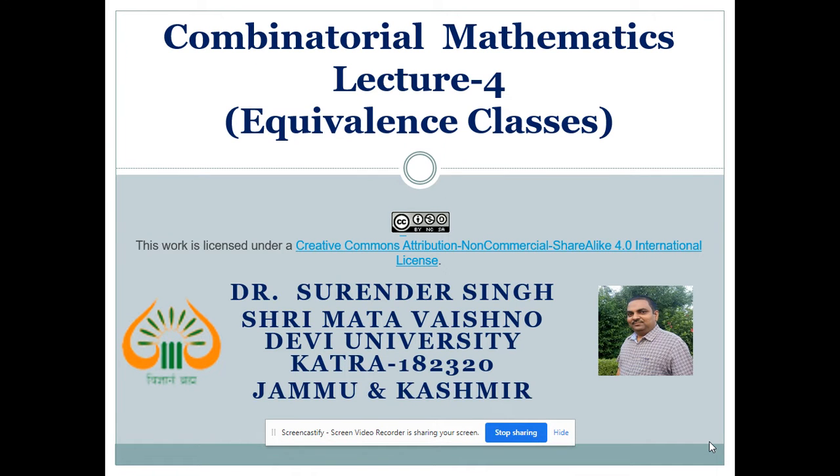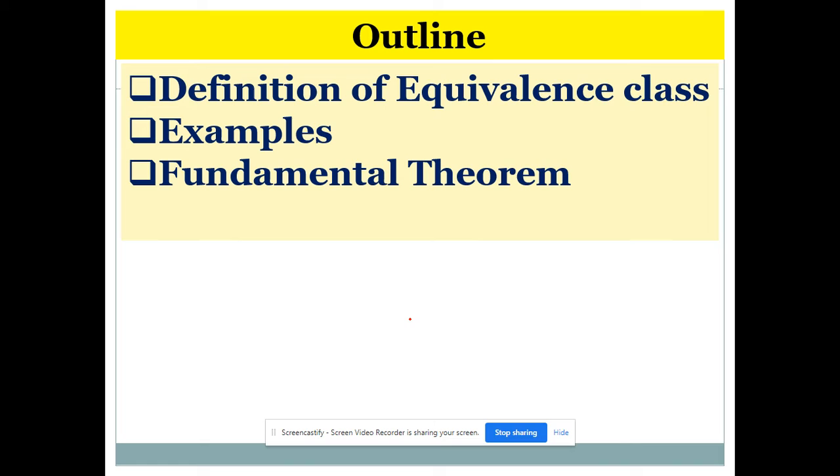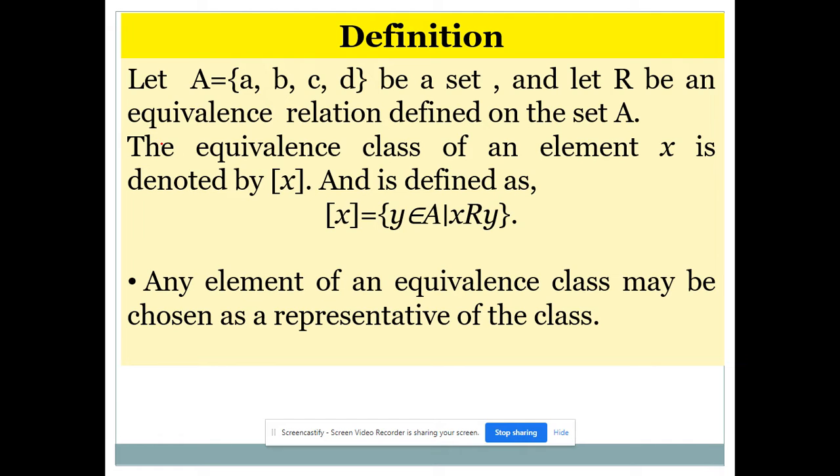Hello, friends. In the fourth lecture of combinatorial mathematics, we'll study equivalence relations and equivalence classes. In fact, I have already given you the clue regarding its utility in determining the exact number of partitions of a finite set. So, first of all, we give the definition of equivalence class, an example, and the fundamental theorem of equivalence relations.